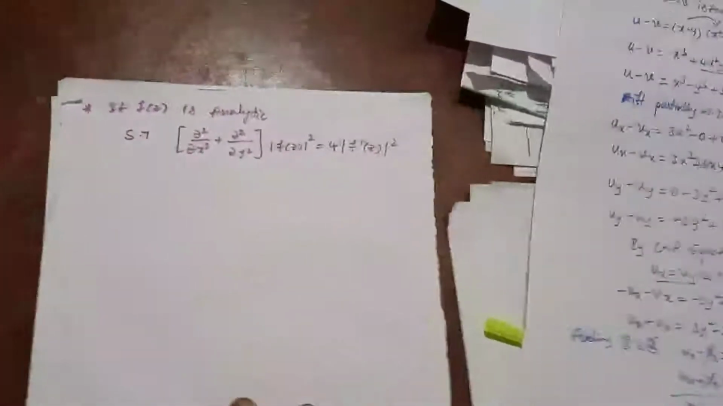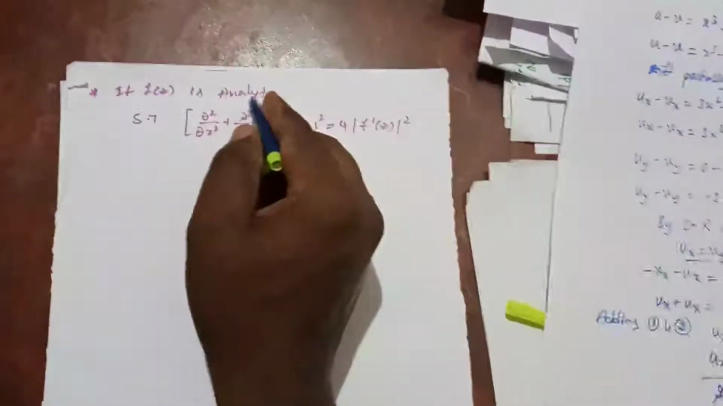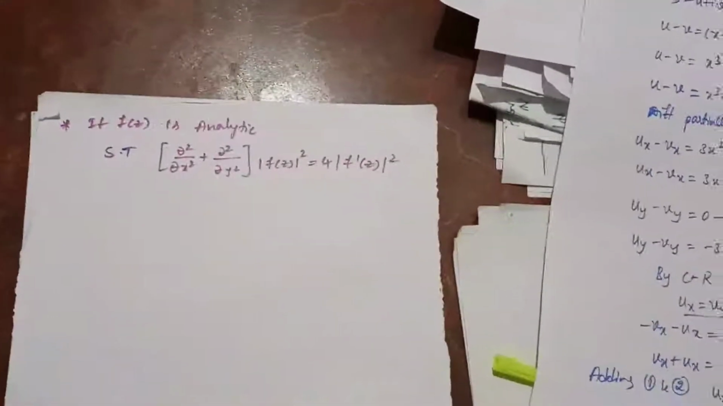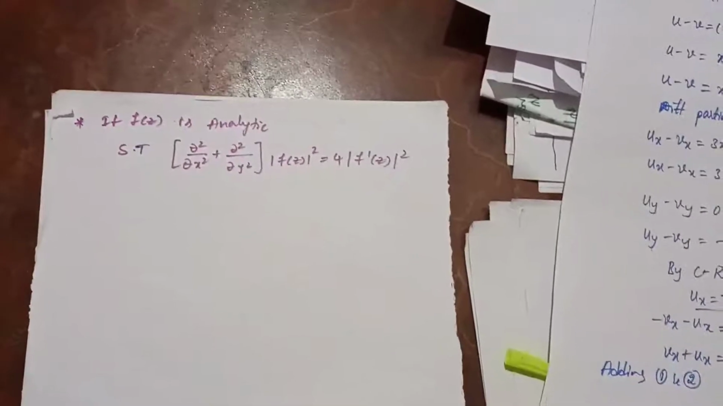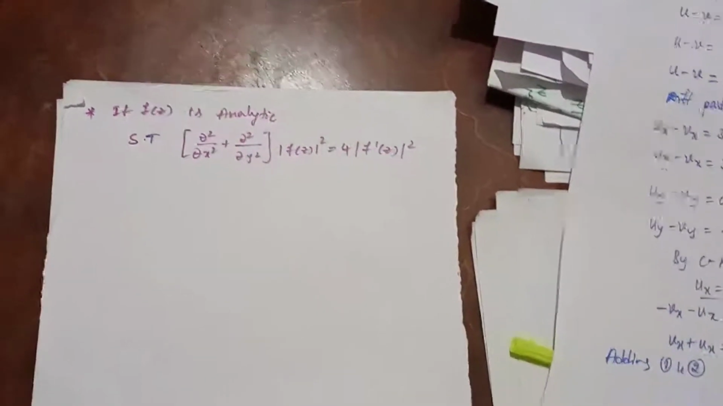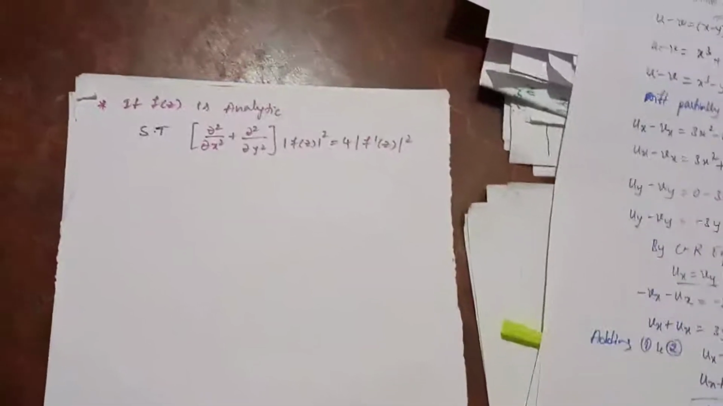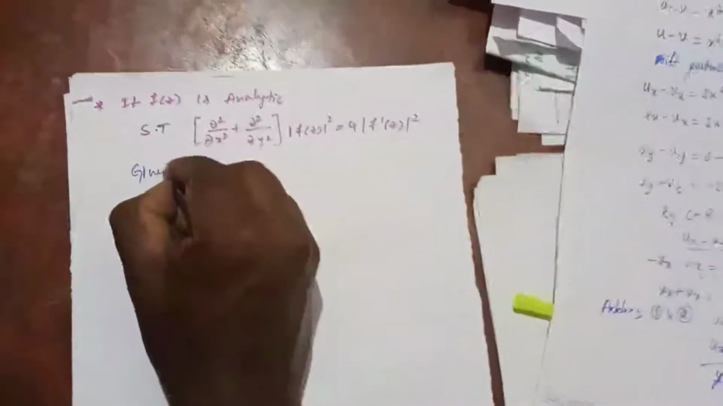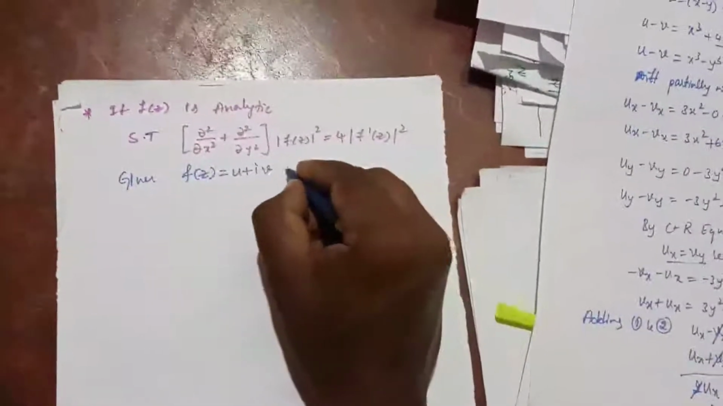The next, here we have two standard results on analytic functions. We have to prove this by using f. Here they given, if f of z is analytic, show that dou square by dou x square plus dou square by dou y square of modulus of f of z whole square equals 4 times modulus of f dash of z whole square. So here we have to prove this. Here given f of z. What is our f of z? F of z is u plus iv. U plus iv is analytic.